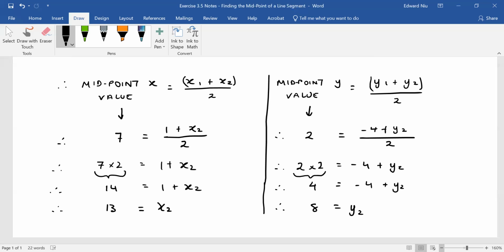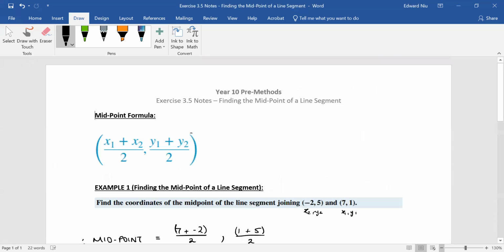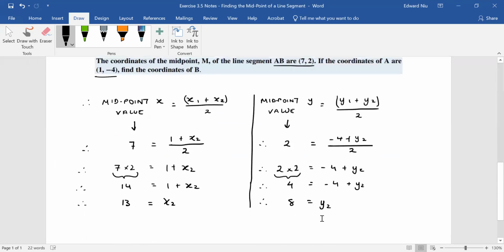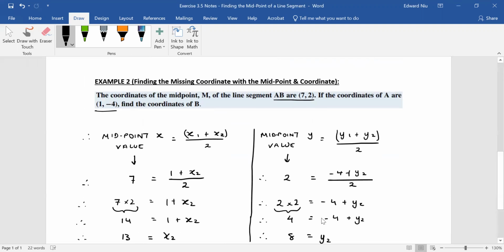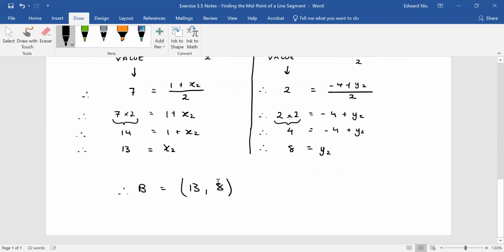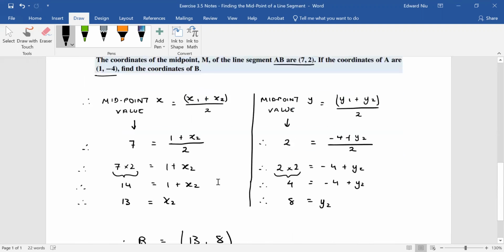So what's our coordinate for the missing coordinates of B? Therefore, B is going to be 13 and 8. All right, so that's our coordinate for B, and that's all you have to do for exercise 3.5.